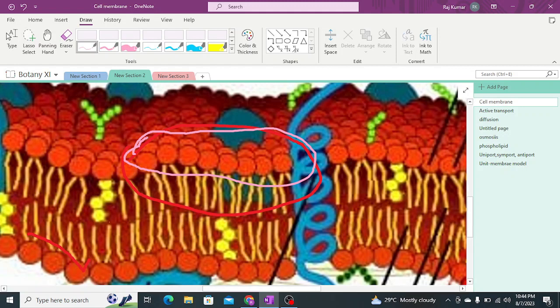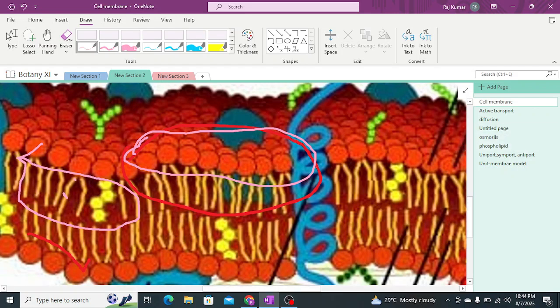On the downward side, we have this light yellow tail, and it is made up of lipid. What kind of lipid? It is mainly made up of unsaturated fatty acids, but saturated fatty acids are also present, which cause fluidity of the cell membrane. Now let us discuss the structure of the cell membrane in detail.